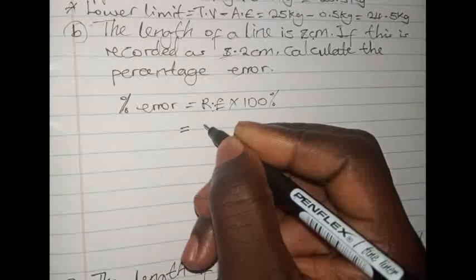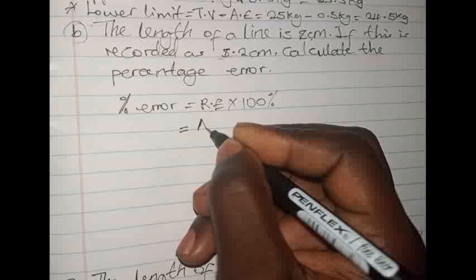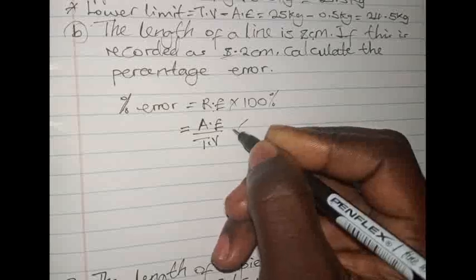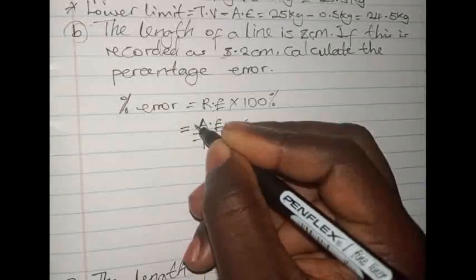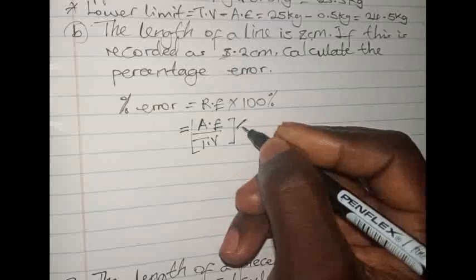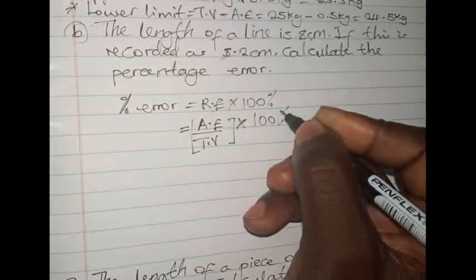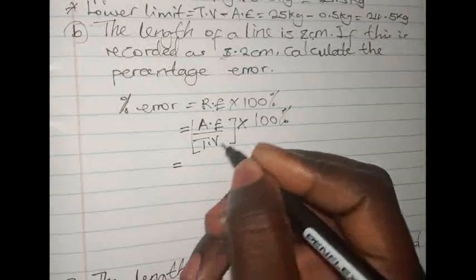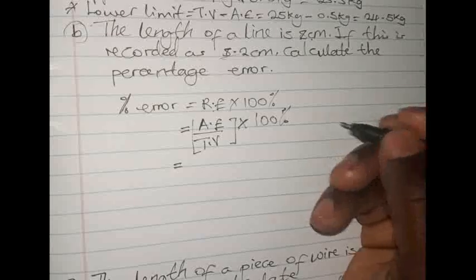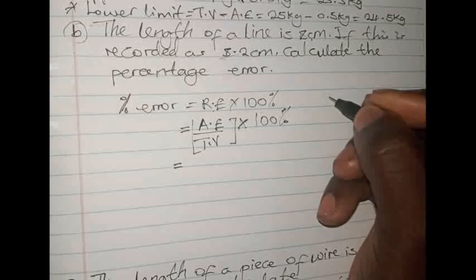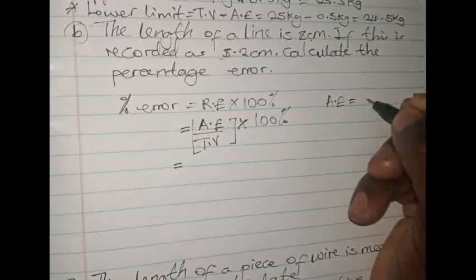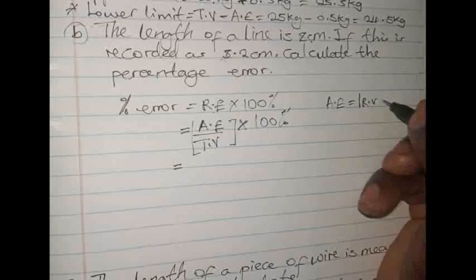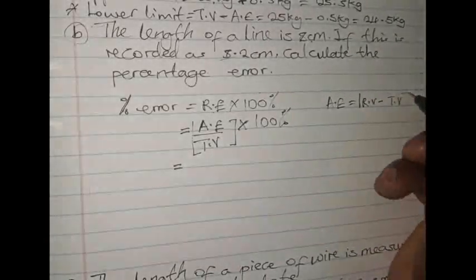We know relative error is absolute error over true value. This is the formula for relative error, multiplied by 100%, since we want to calculate it at once. So what is our absolute error? We have to find it. We know absolute error is equal to the modulus of recorded value minus the true value.